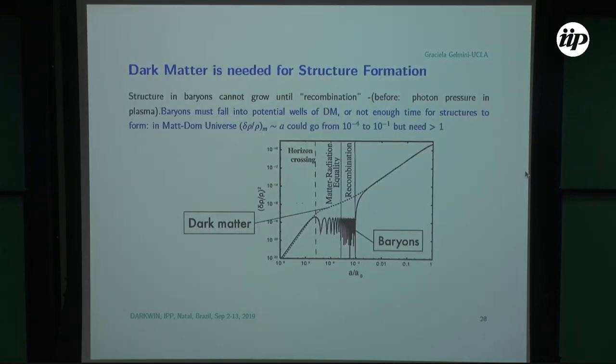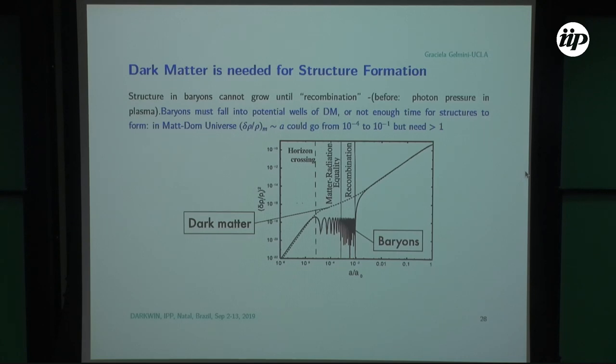Now, the formation of structure happens first in dark matter. In fact, baryons, this baryon-electron-photon plasma I mentioned, from the moment of radiation-matter equality until recombination, cannot really fall into structures, because when gravity tends to compress inhomogeneities, there is a slight increase in temperature.